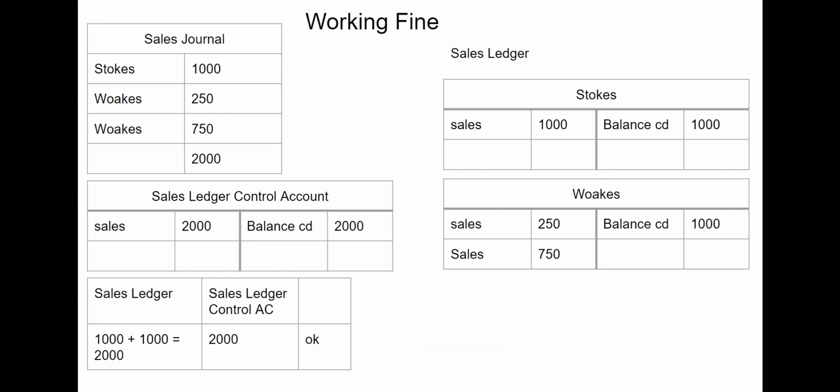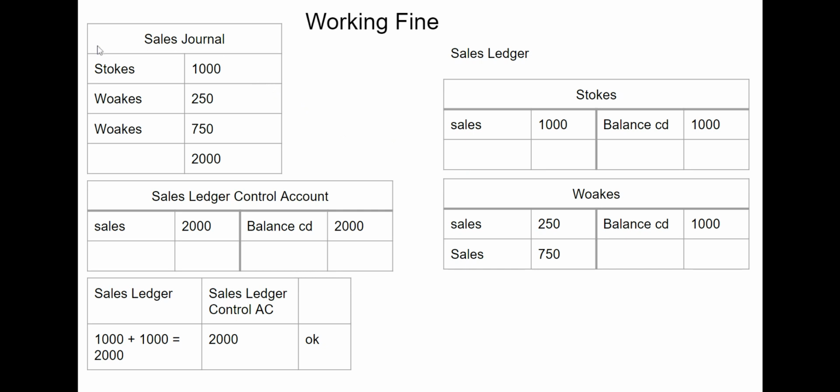Okay, the reason why it's not for cash sales is cash sales never get recorded in the sales ledger because they don't affect the accounts involving the customer. We just credit sales and debit cash or bank. So this system is working fine.